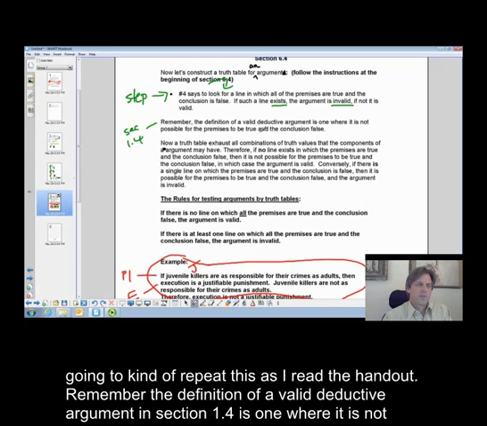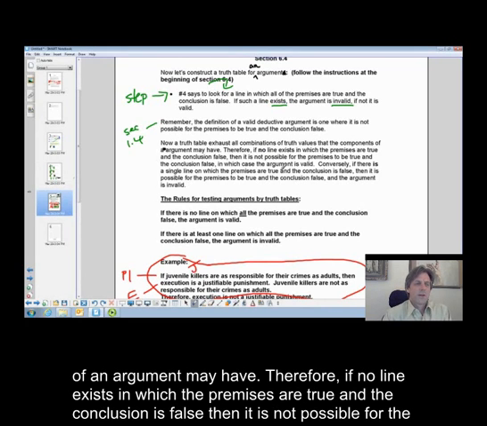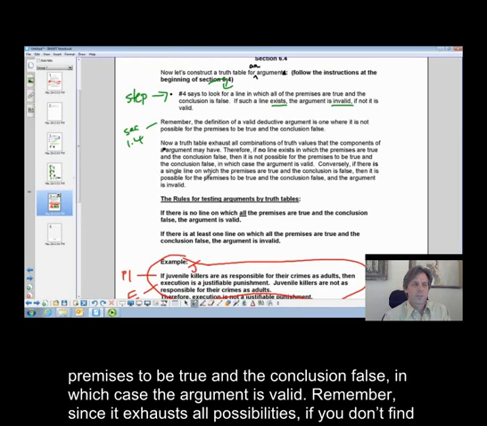Remember, the definition of a valid deductive argument in section 1.4 is one where it is not possible for the premises to be true and the conclusion false. Now, a truth table exhausts all combinations of truth values that the components of an argument may have. Therefore, if no line exists in which the premises are true and the conclusion is false, then it is not possible for the premises to be true and the conclusion false, in which case the argument is valid.